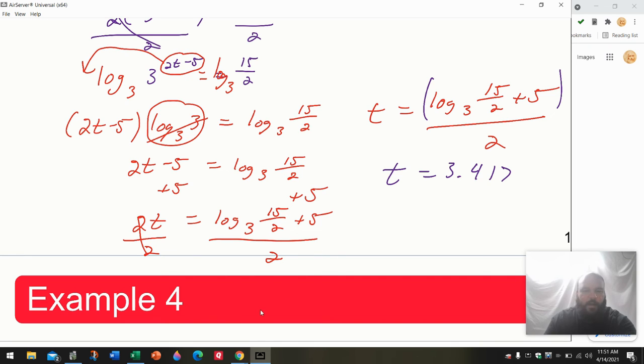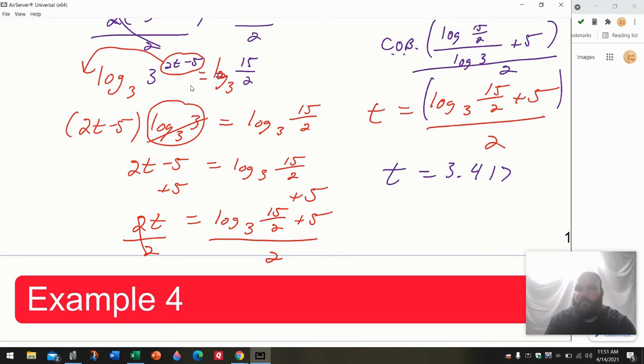Now, if you don't have a TI-84 and you're not able to type in this log base 3 of 15 over 2 with what I showed you on the 84s, you can use the change of base. Now remember, if I wanted to type log base 3 of 15 halves in, I would need to type log of 15 over 2 divided by log of 3. That's the change of base formula. And then from there, you would type in plus 5, and then you would divide that entire thing by 2. And that would give us the same exact answer.